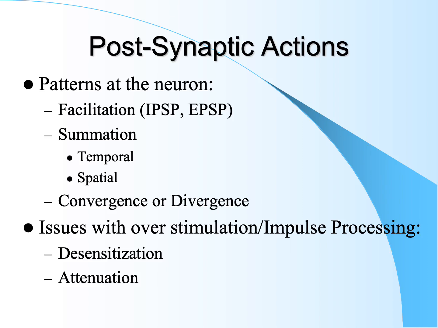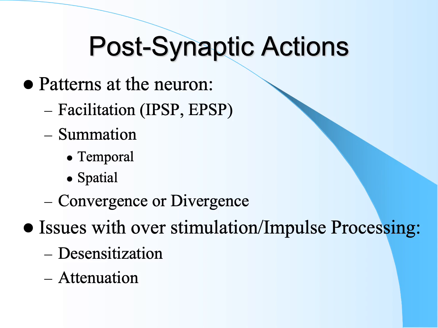Based off of impulse processing, there are two options that can come about, and we'll get more detail when we talk about sensation processing. And this is desensitization, and that is the loss of the sense over time that can either be temporary or permanent. And then attenuation, which is where the stimulus is still being processed, but the cognitive response to it has stopped.